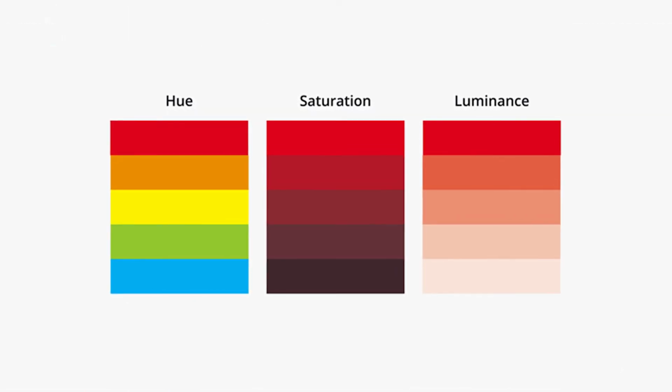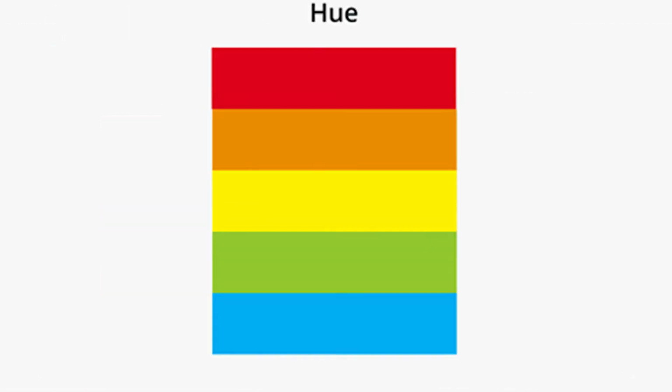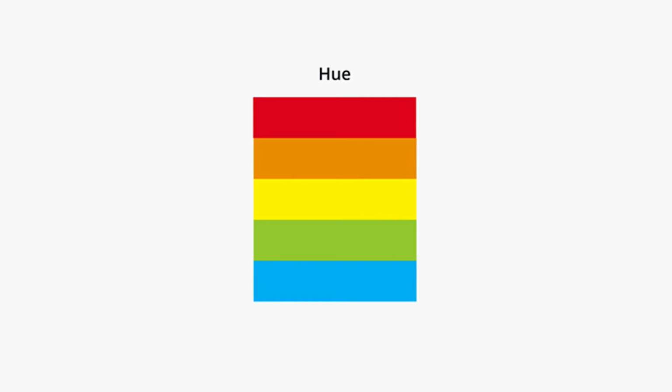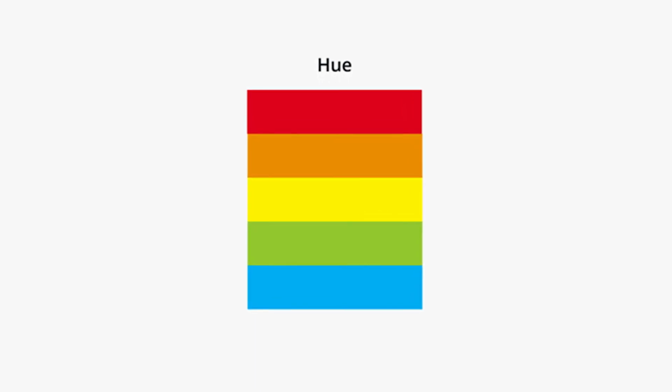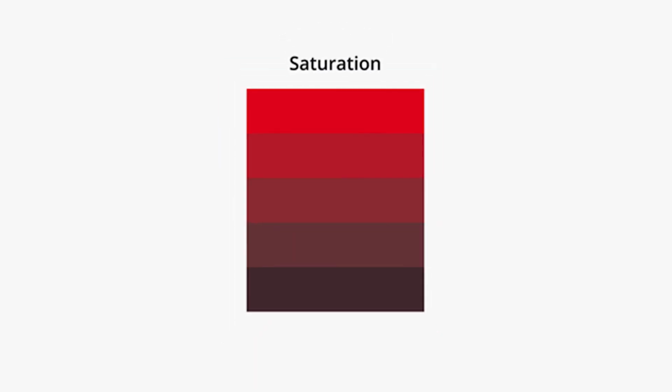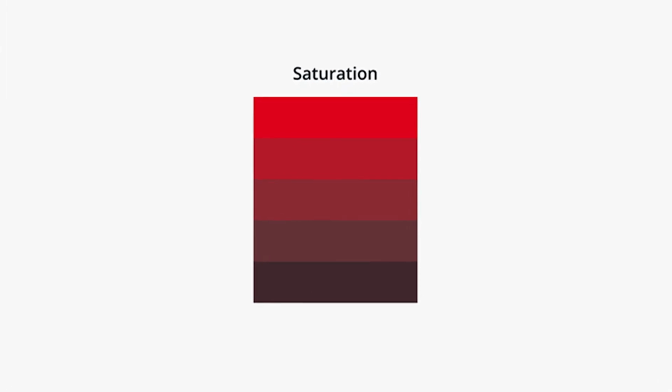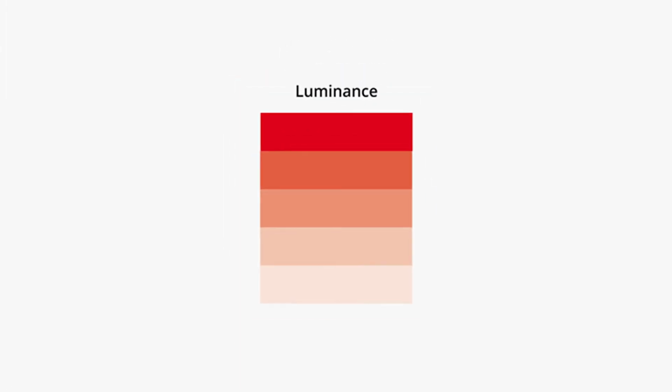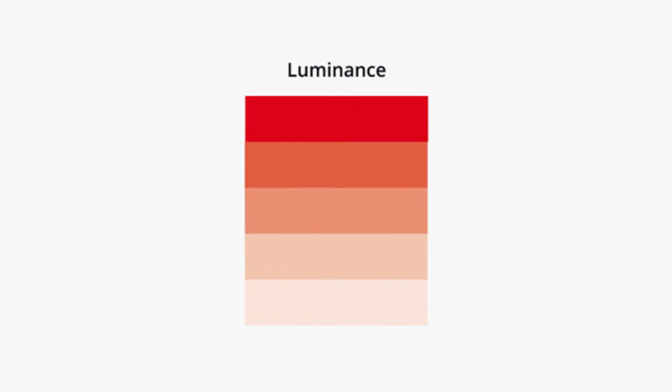Hue, saturation, and luminance. A hue is basically any color on the color wheel. When you are using a color wheel or a color picker, you can adjust the saturation and luminance of a hue. Saturation is the intensity or purity of the color. Luminance is the amount of brightness or light in a color.